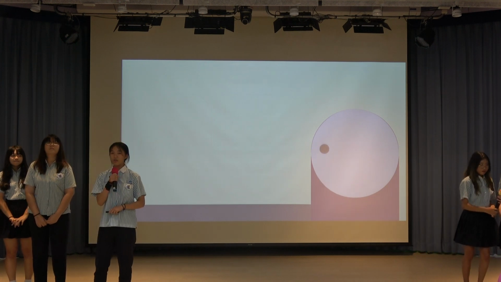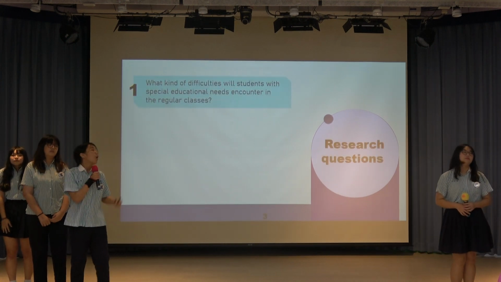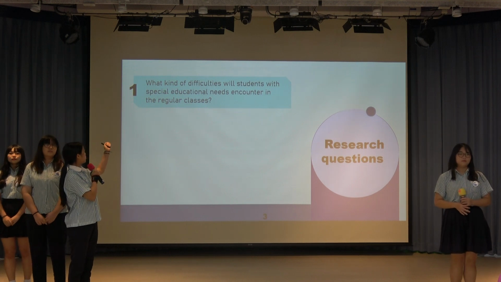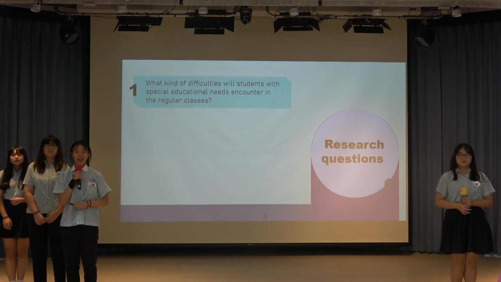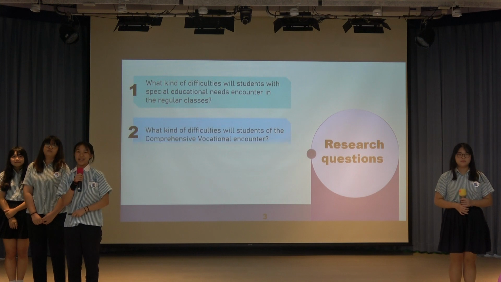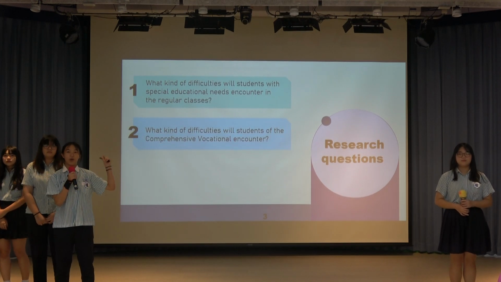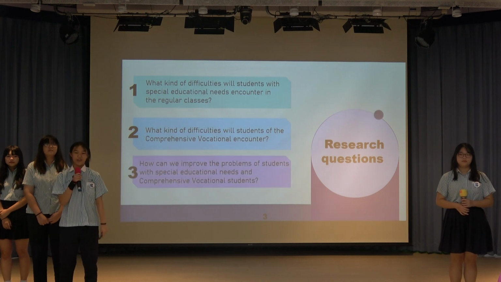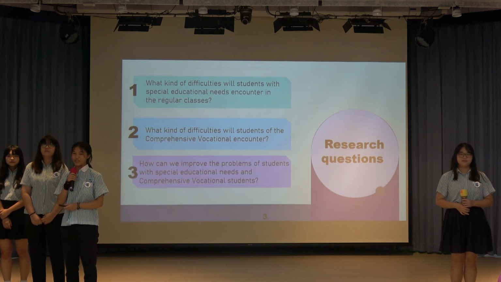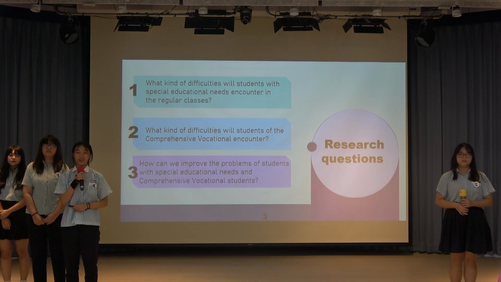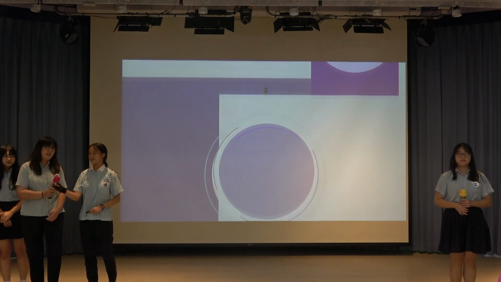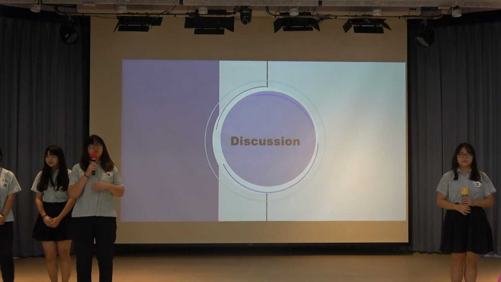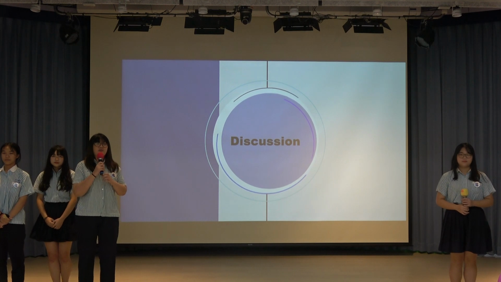Then, these are our research questions. First, what kind of difficulty will students with special educational needs encounter in the regular classes? Second, what kind of difficulty will students of comprehensive vocational encounter? Third, how can we improve the problem of students with special educational needs and comprehensive vocational students? Then, let's move on to the next chapter to discuss our research question.